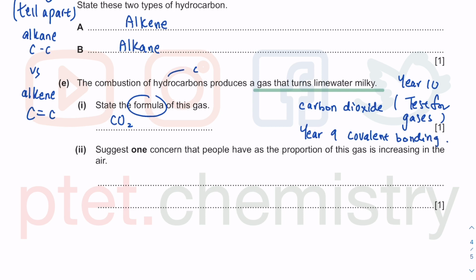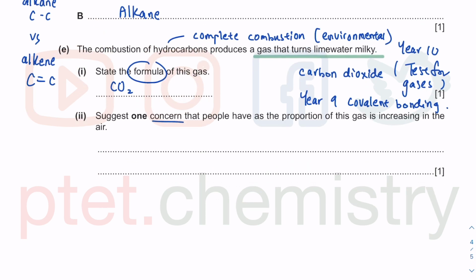Now this must be a complete combustion because you get carbon dioxide. Environmental chemistry said that if you get incomplete combustion, then you will get carbon monoxide, which is single oxygen, and carbon monoxide, CO, is toxic. CO2, carbon dioxide, comes from complete combustion of hydrocarbons, and that means it is a greenhouse gas. The concern, meaning what is the harmful effect, what is the outcome which is dangerous, what is the harmful consequence, is that CO2, carbon dioxide, is a greenhouse gas.